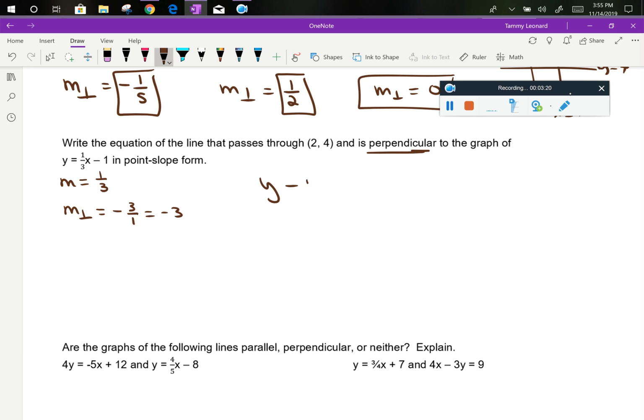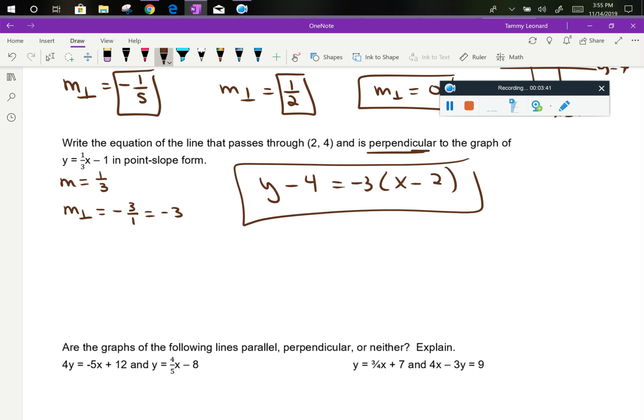So using y minus y1 equals m times x minus x1, we can take out our x1 and put in a 2, take out our y1 and put in a 4, take out our m and put in a -3. And that's the end. We're already in point-slope form.